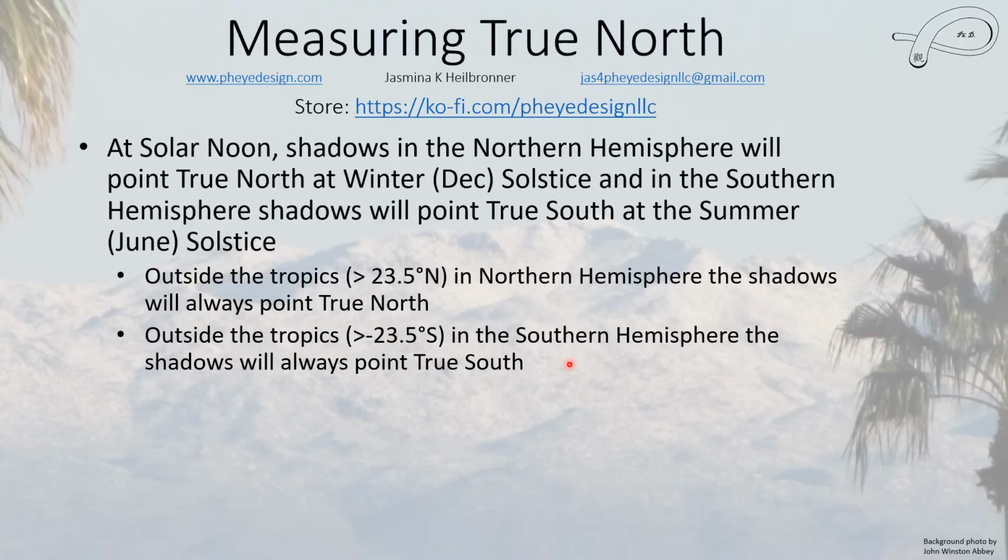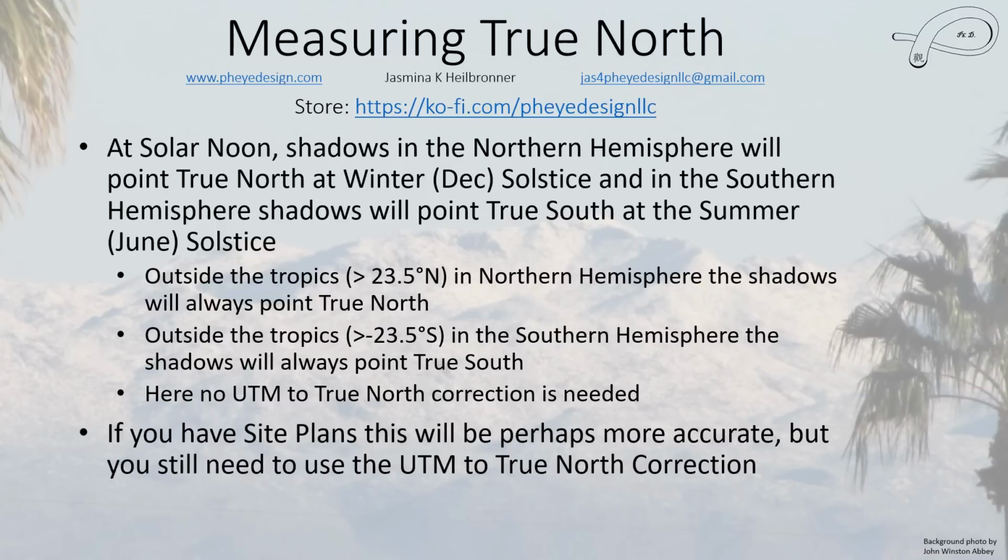And of course, during these times, this will be where the shadows are the longest, but if you're up in Alaska and you wait for winter solstice, you may not have much sun to deal with. It could be too dark. If you're above the Arctic Circle, you won't have any light. So you have to know what you're doing, of course. Now here again, there is no UTM to true north correction needed because you're measuring using the sun, which is, again, measuring true north or true south.